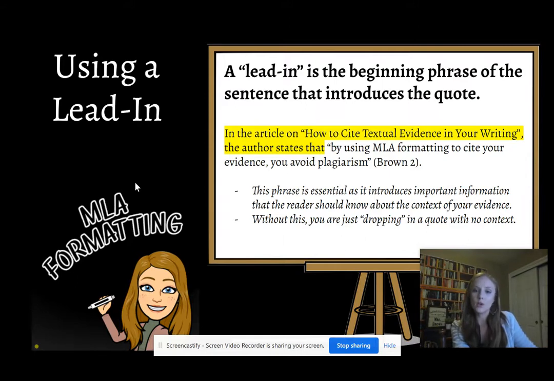So as a review, you have to have a lead-in that introduces your quote. The example that I've provided is, in the article on how to cite textual evidence in your writing, the author states that, and then I have the direct quote. By using MLA formatting to cite your evidence, you avoid plagiarism.